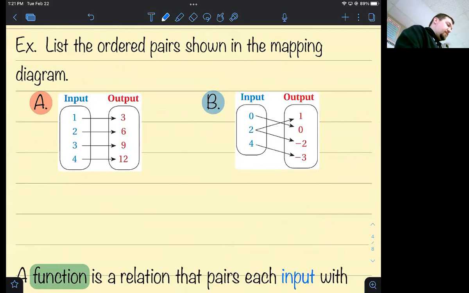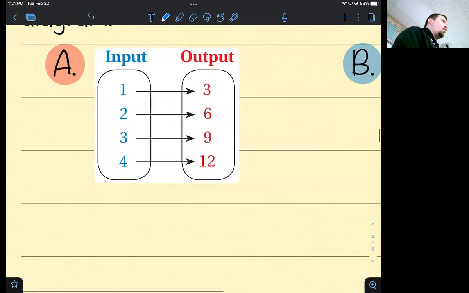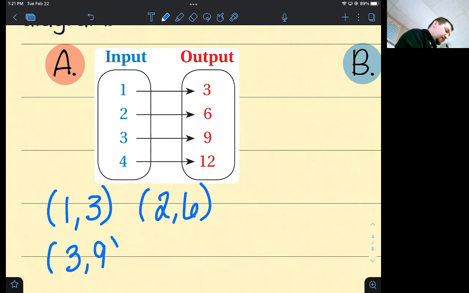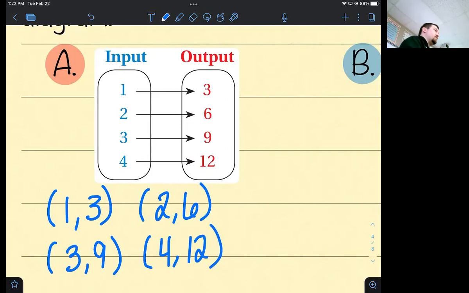This is going to seem like just a way too simple task, but I'm going to ask you to tell me what coordinate points or what ordered pairs you'd be able to write from that mapping diagram. When x is 1, what is y? 3. So the point (1, 3) is one of the points in that relationship, that relation. What about when x is 2? 6. When x is 3? 9. When x is 4? Okay. Pretty simple stuff, right? Just follow the arrows.